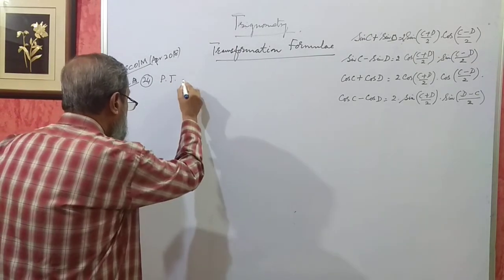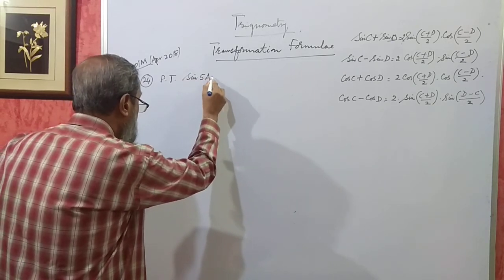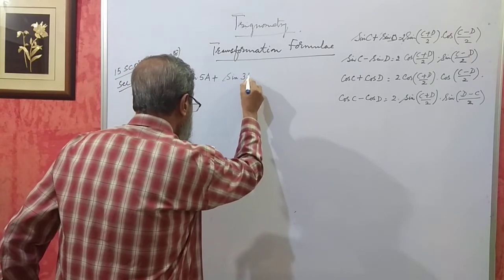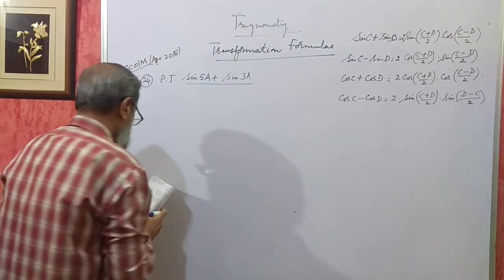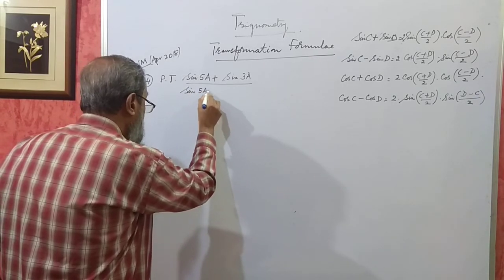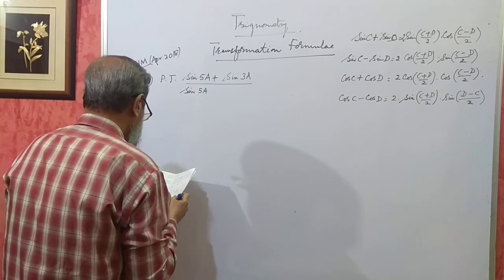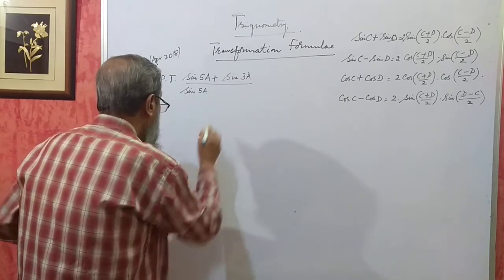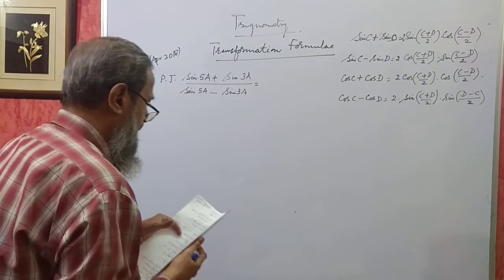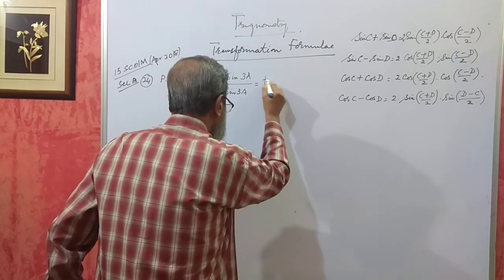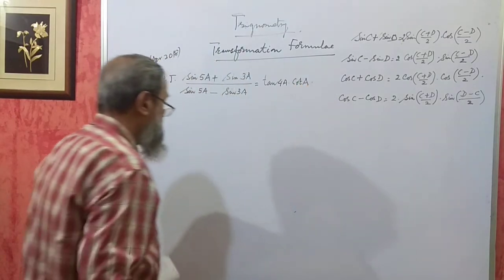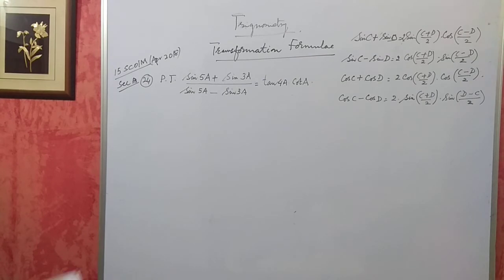Prove that sine 5a plus sine 3a divided by sine 5a minus sine 3a is equal to tan 4a into cot a. This is to be proved for 5 marks.